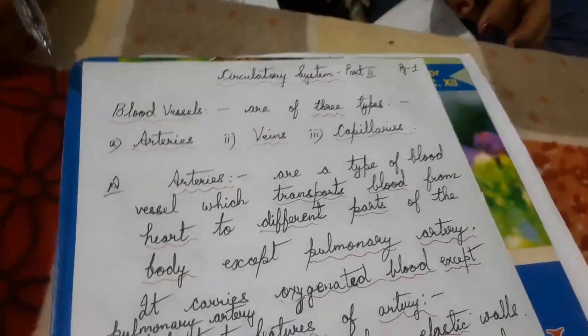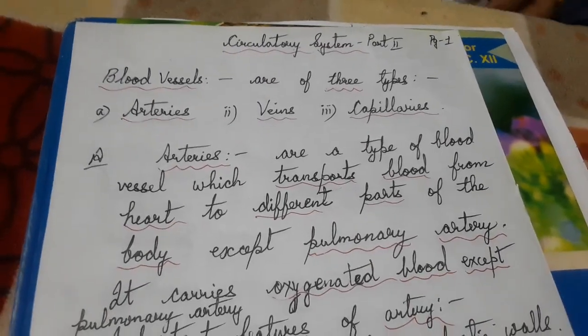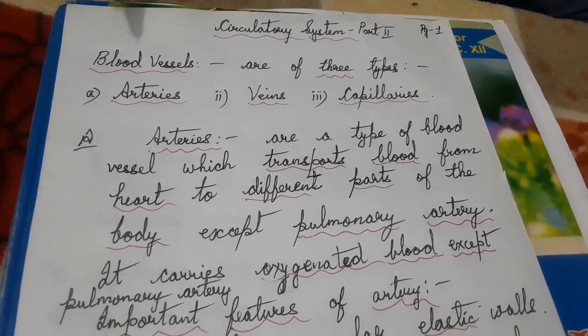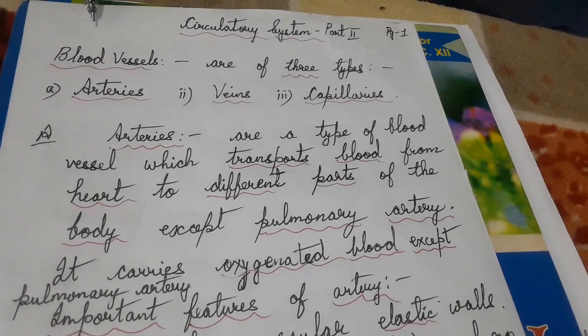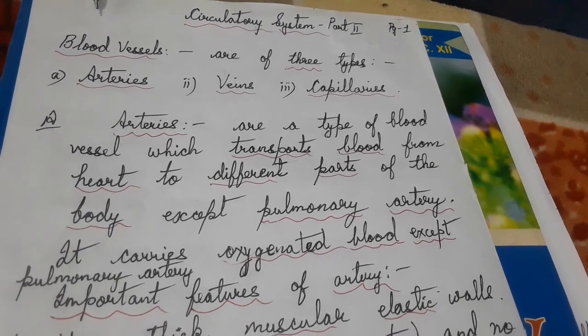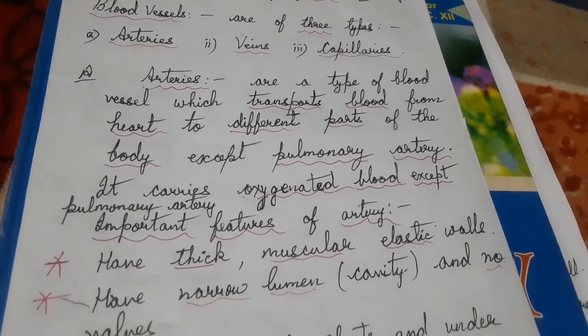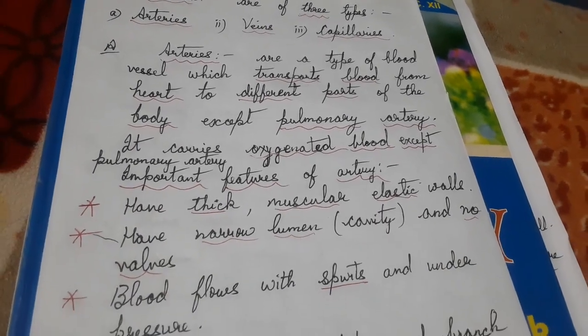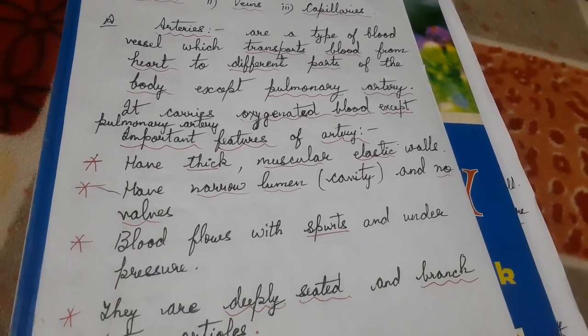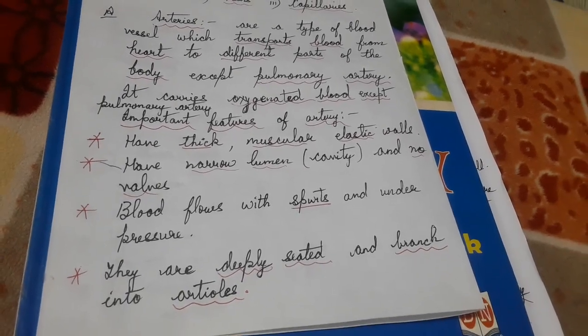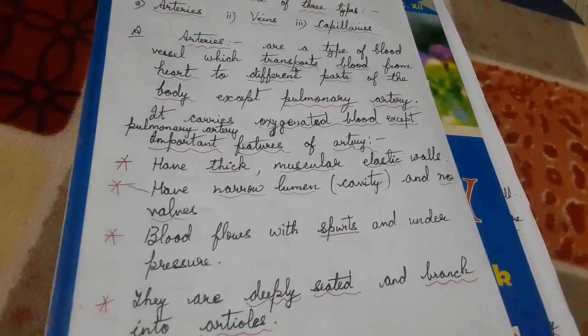So, as we had discussed today, what are blood vessels? These are structures which help in the transportation of blood from heart to different parts of the body and vice versa. We have three types: arteries, veins, and capillaries.